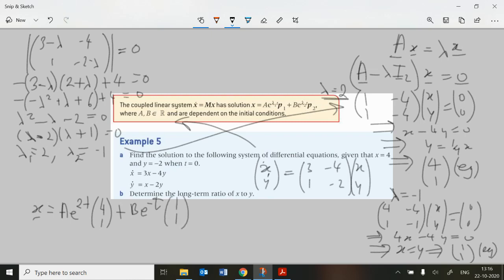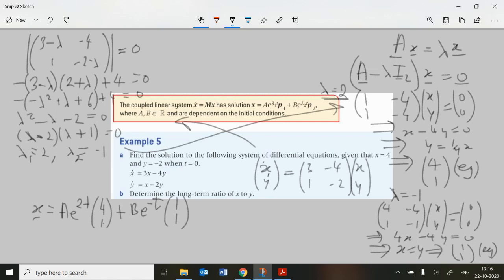Now, obviously, I could have chosen 2, 2 there, but that would have just changed B to be half as much. So these constants here will vary according to the eigenvectors which you go for. But obviously, it's easier to go for the simplest combination of numbers that you can, and whole numbers and positive if you can as well. So there you go. That's done, but we've got some initial conditions.